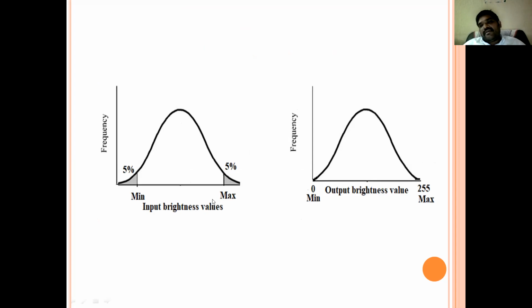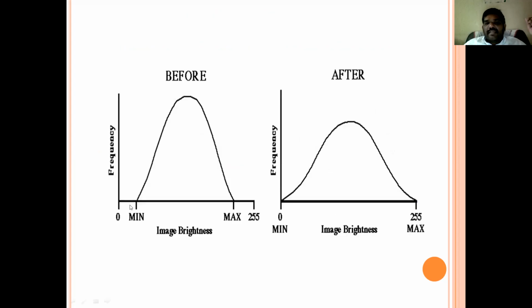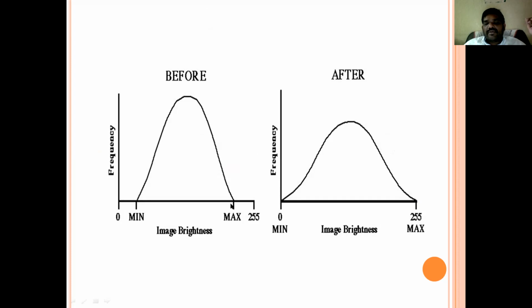The tail ends may not have the required area. In such cases, to enhance, what is enhancing? Changing the brightness values. In the previous case, what we have seen, the minimum 54 we have taken, 54 to 0 and 215 to 255 we have expanded.